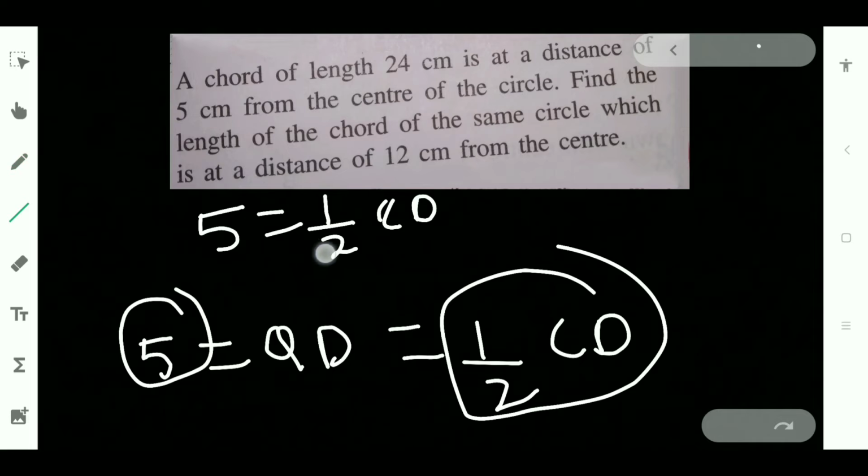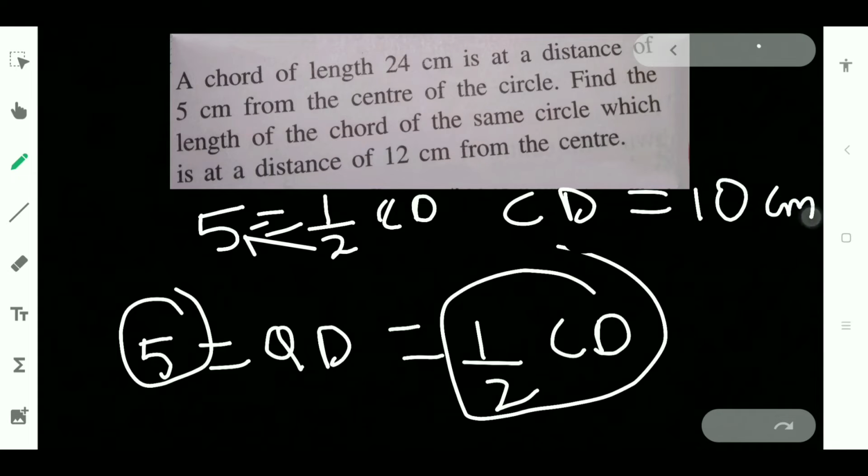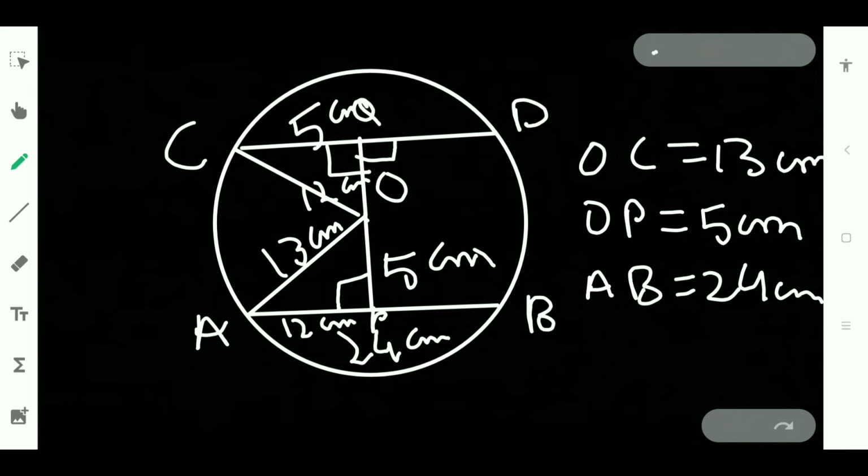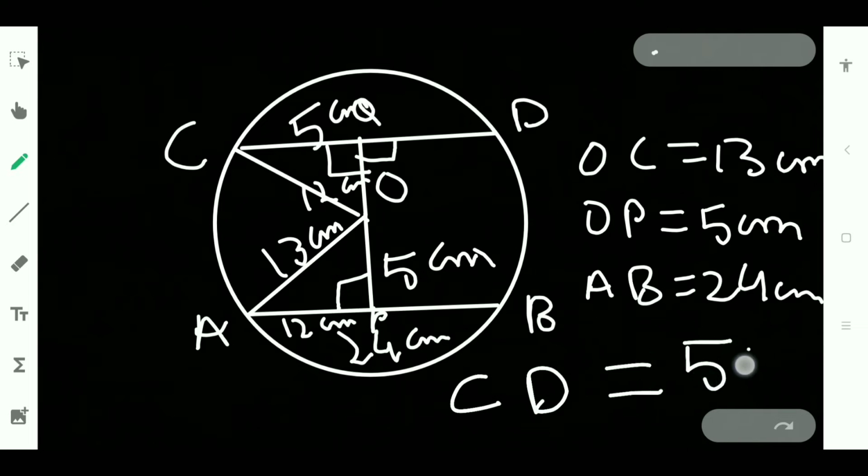5 is equal to half of CD. So on transposing 2 onto LHS, we are getting 5 into 2 is equal to CD. CD equals 5 into 2, which is nothing but 10 centimeter. So the length of CD is 10 centimeter. Okay.